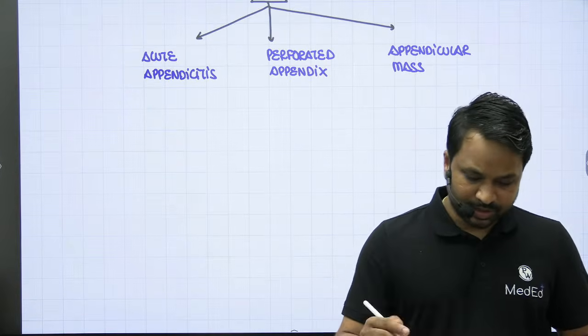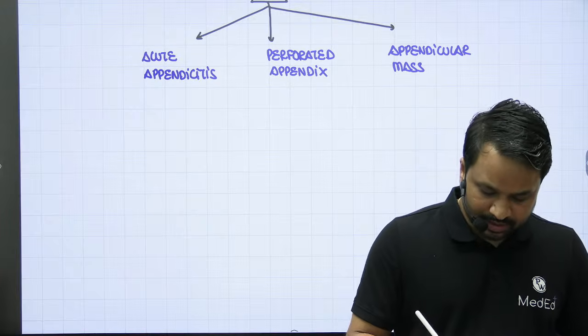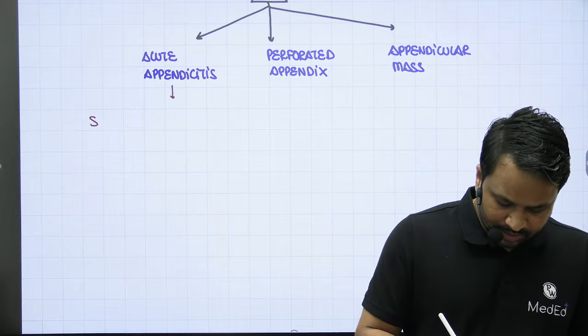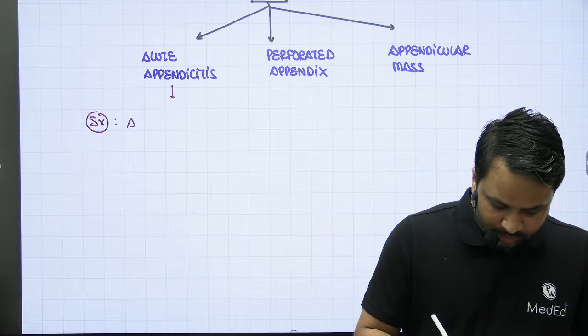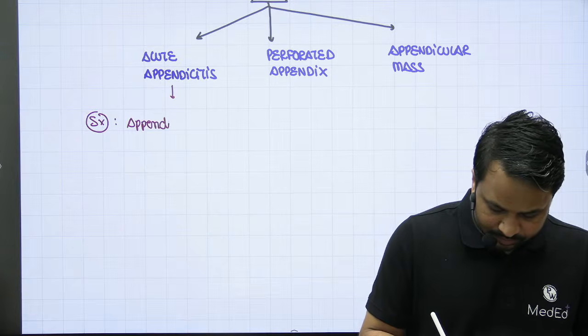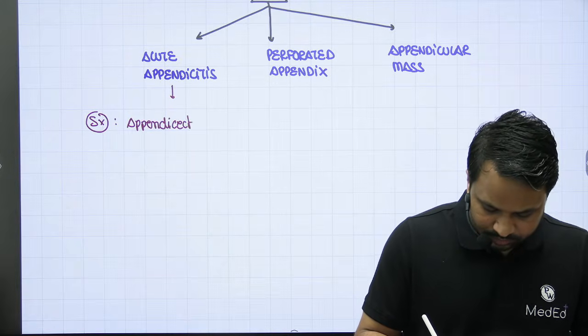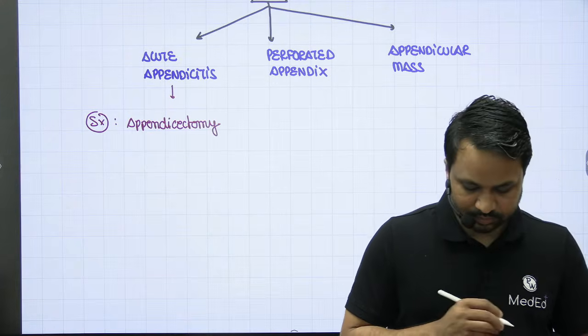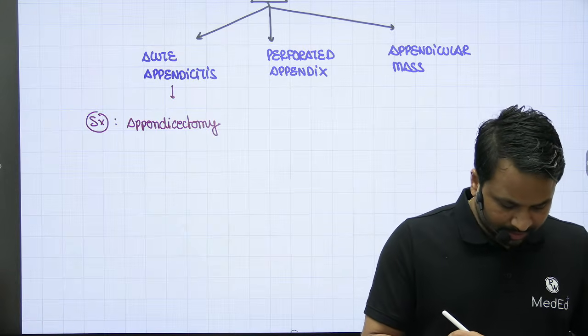Now, if the patient presents to you with simple acute appendicitis, then the management is straightforward. It has to be surgery, and the surgery is going to be appendicectomy.